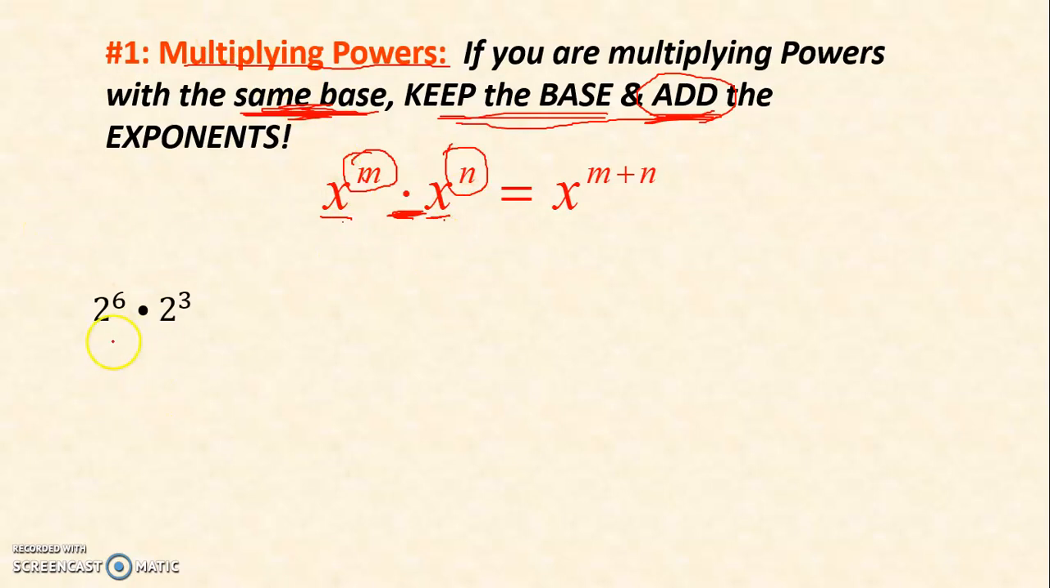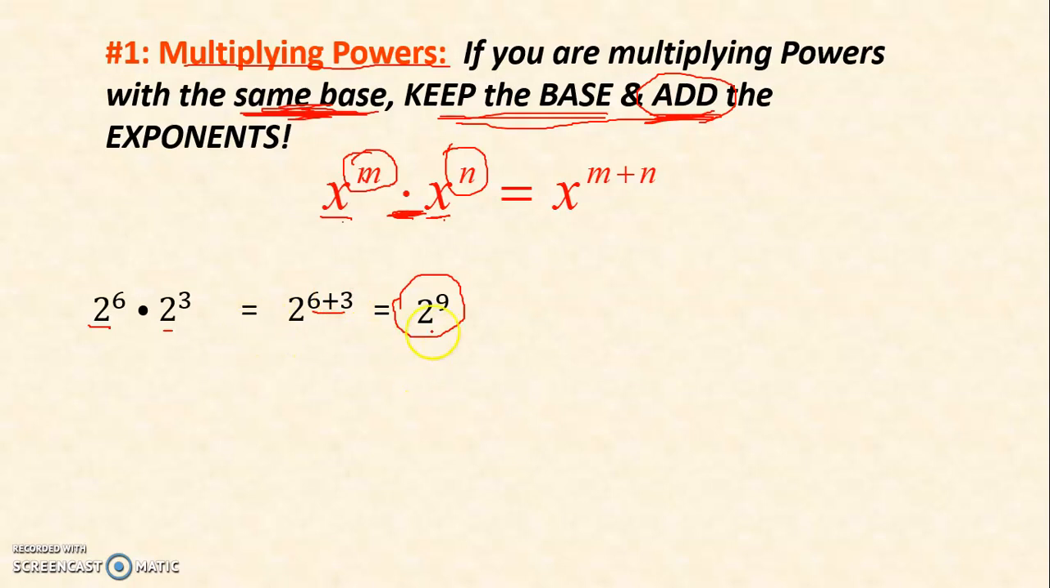We have here 2 raised to 6 multiplied by 2 raised to 3. So we now have, since they have the same base, 2 and 2, you're going to copy the base and then add the exponents. 2 raised to 6 multiplied by 2 raised to 3. So you now have 6 plus 3, and that is now equal to 2 raised to 9. Okay? So that is the simplified form, 2 raised to 9.